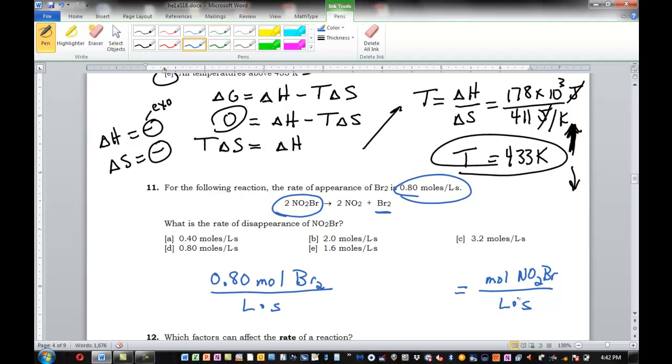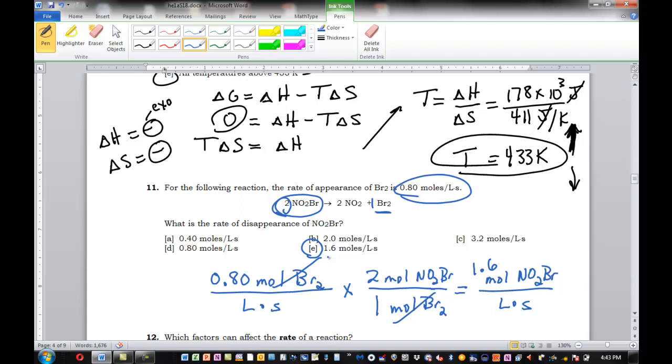So this is really just a stoichiometry problem. We have to convert from moles of bromine to moles of NO2Br. We know how to convert from moles to moles, right? Yeah, we just need the mole ratio, 2 to 1. Boom. 2 moles of NO2Br for 1 mole of Br2. Again, write your units, because then you can see that moles of Br2 cancel if you set it up correctly, and we're going to end up with 1.6, which on this version is choice E.